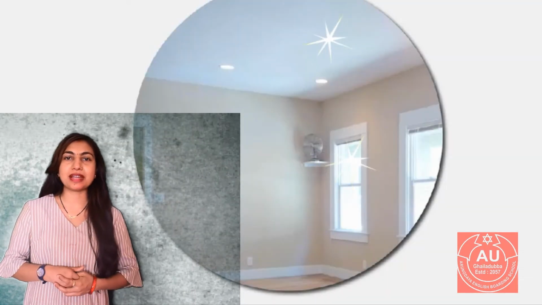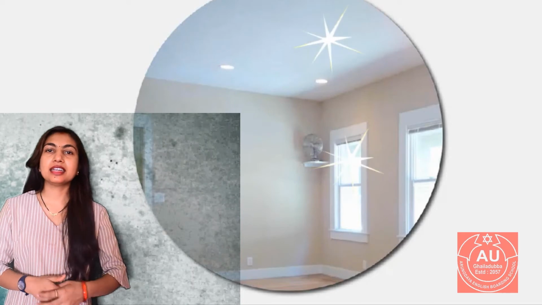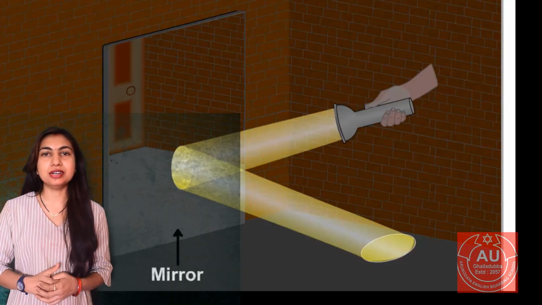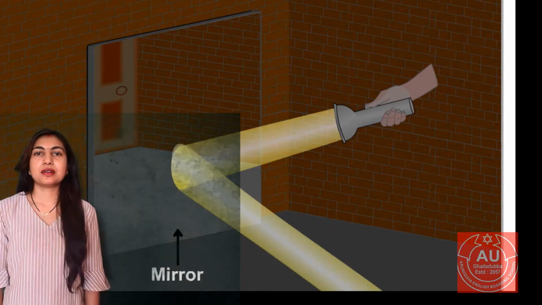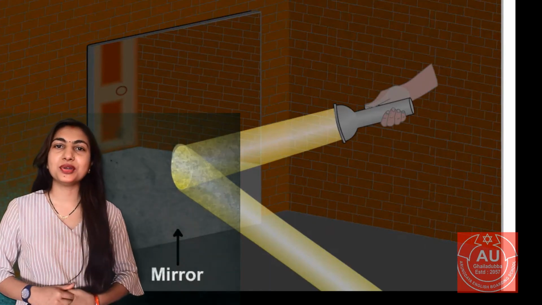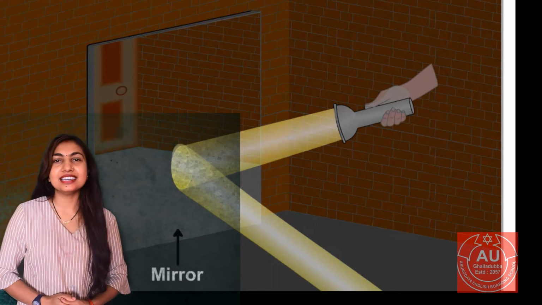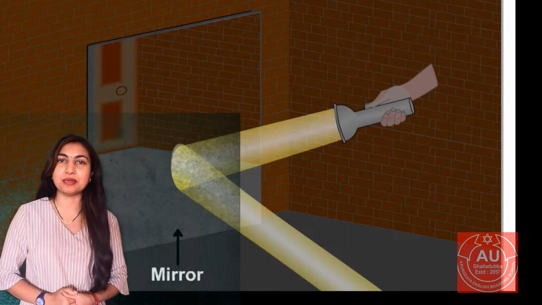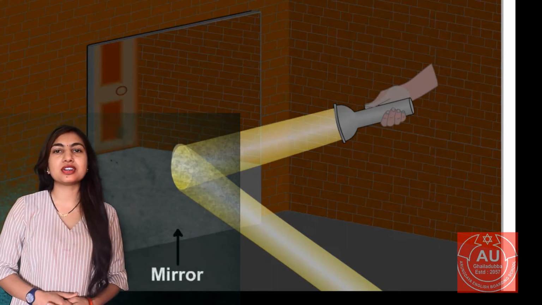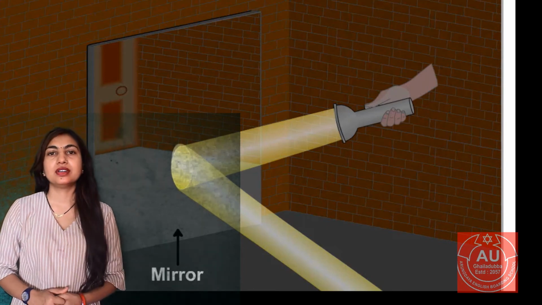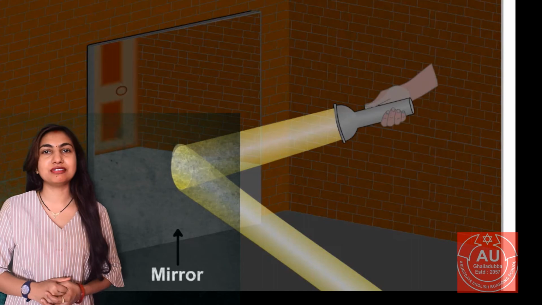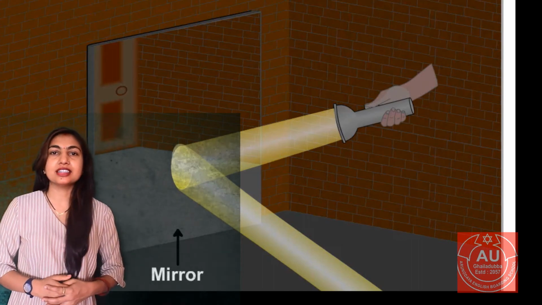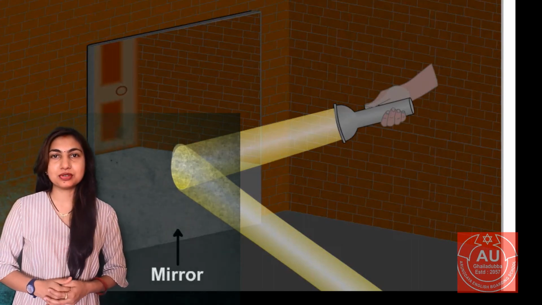So let us perform activity again. Take a torch light and make your room dark. Allow the beam of light from the torch light fall on the mirror. What do you observe? You can see the reflected parallel beam of light. Now keeping the torch light on a fixed point, turn the mirror slowly. What happens to the reflected beam? Obviously, the reflected beam changes its position.